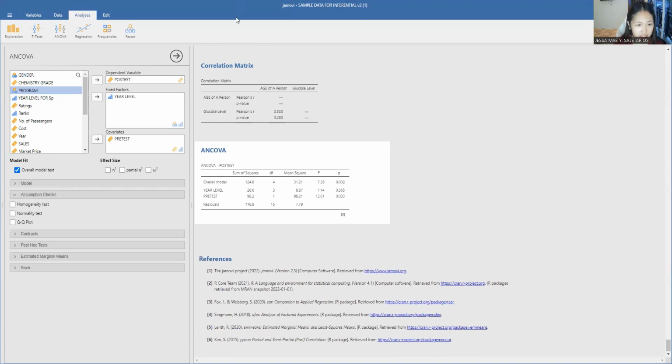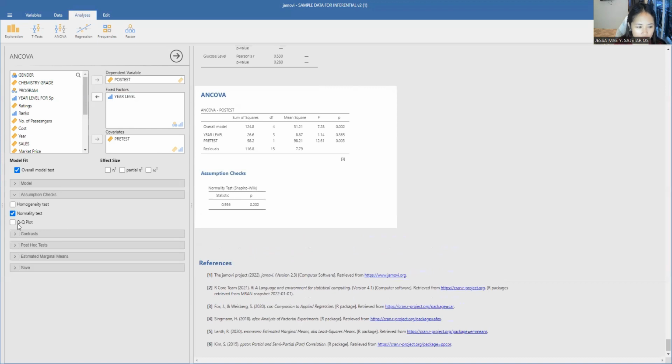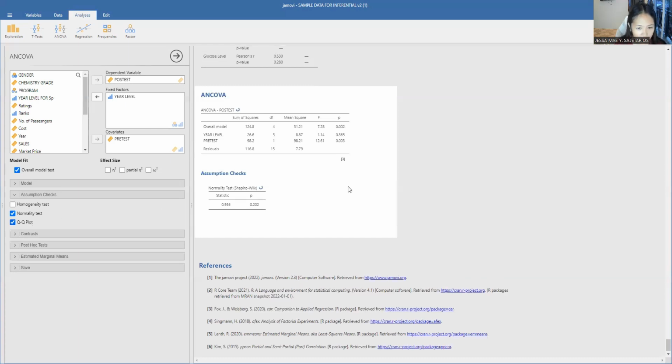So, first one is that our dependent variable and covariate variable should be on a continuous scale, which I believe is satisfied. And then the independent variable should consist of two or more groups. So in this case, the year level is our IV and there are 4 groups under this one. Then normally distributed. So our normal distribution is greater than 0.05, so it's satisfied. Then no significant outliers.